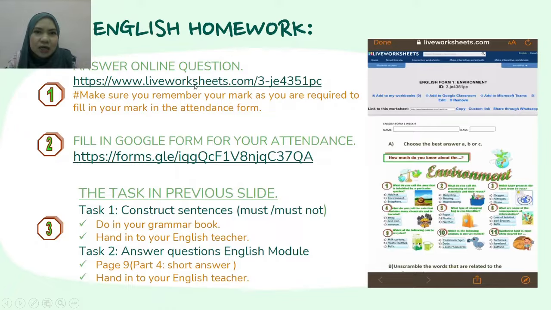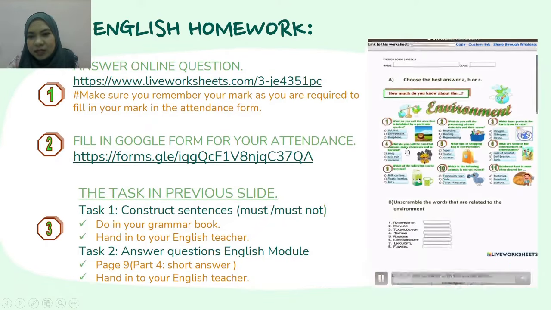Okay, next, your homework for today. Your English homework for today. There are 3 homework for today. Number 1, answer online question. So where is the online question? This is the link for the online question. So this is the online question. What you have to do is answer all of the questions.